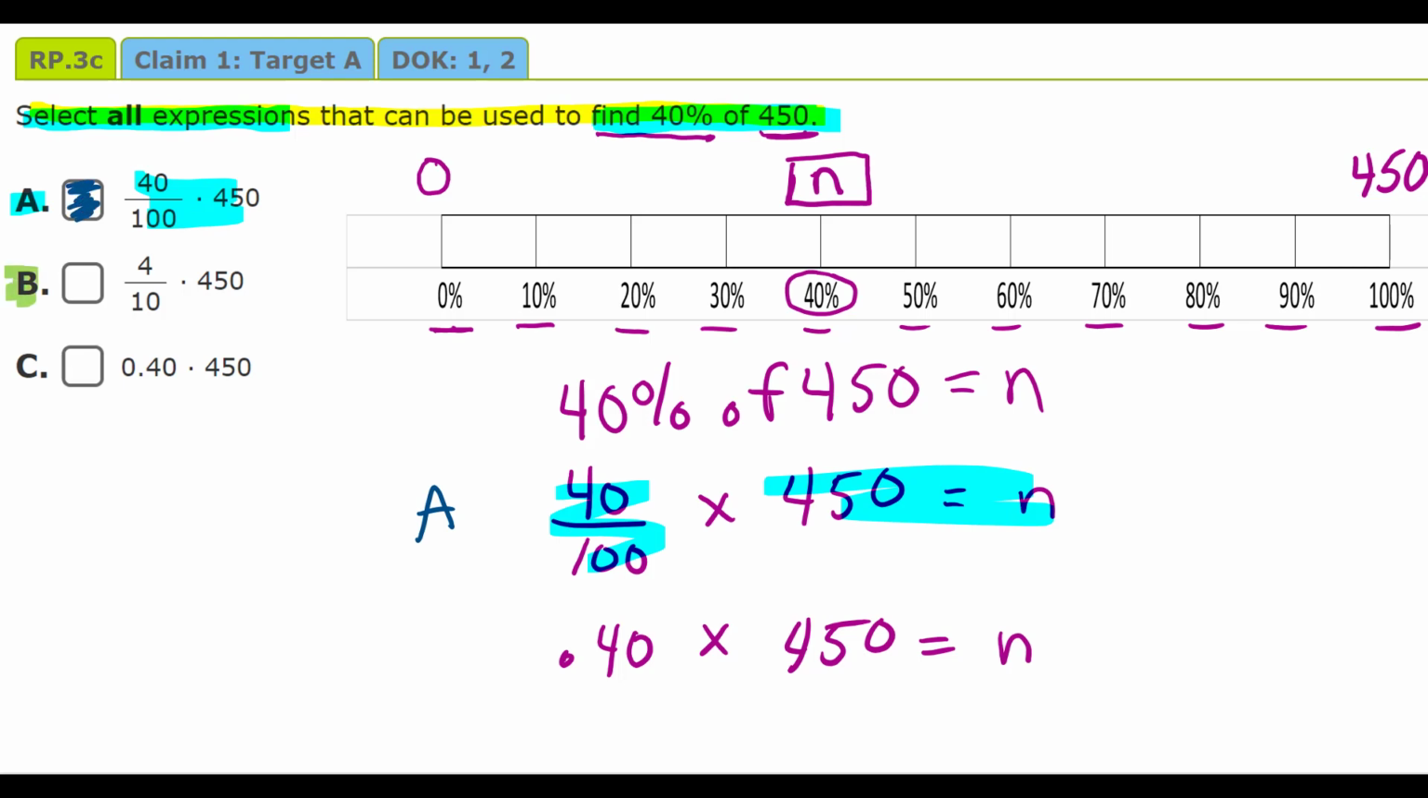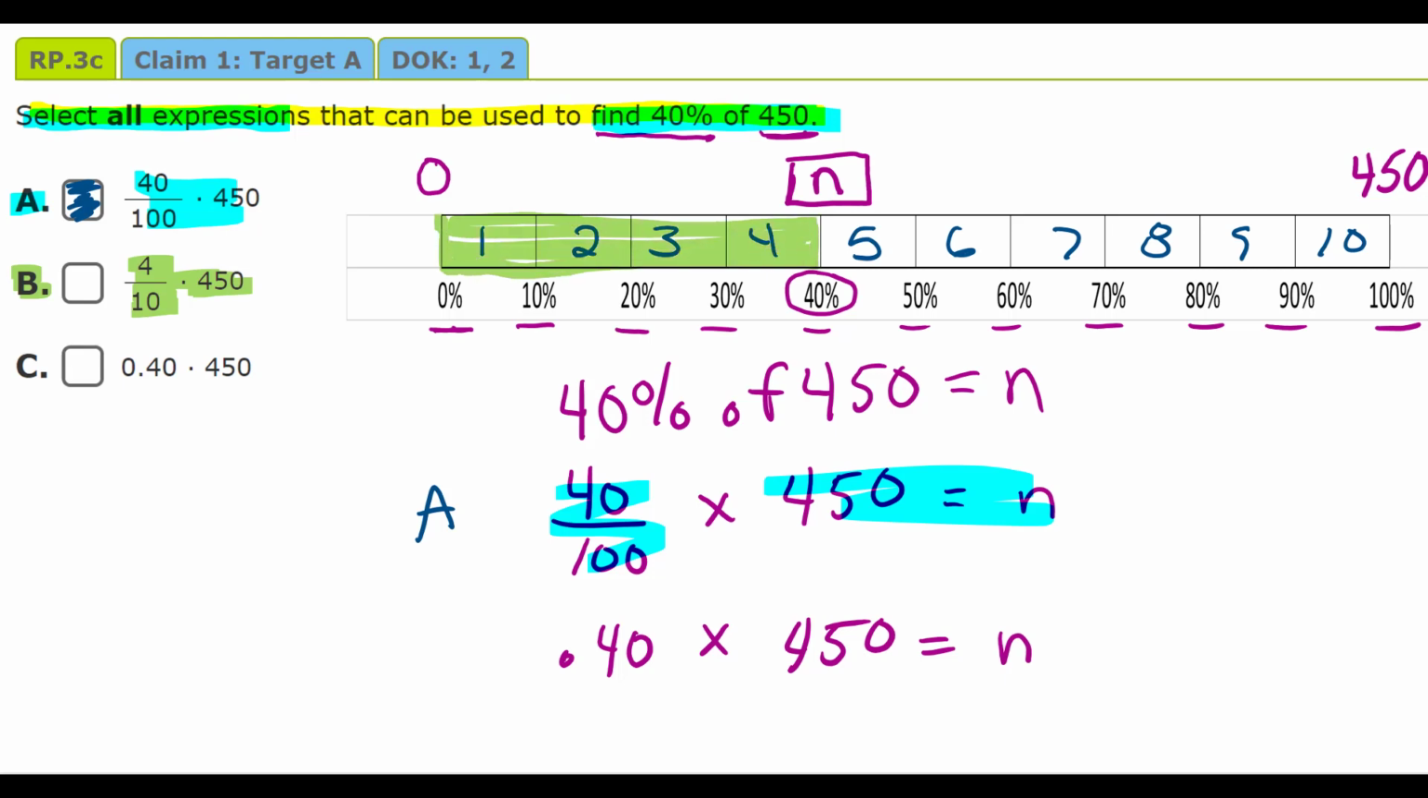Now let's take a look at expression B. Expression B says 4/10 of 450. Well, let's go back to our percent bar. If we look at our percent bar, it's going to help us out here because we actually have 10 equal segments on a 100% bar. And what we're looking for is 40%. And so I'm just going to highlight this in 40%.